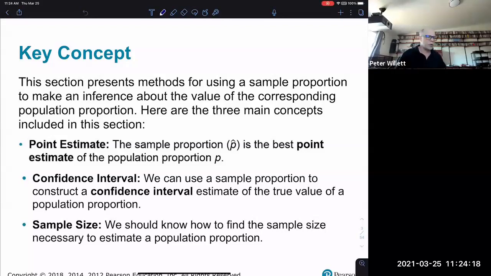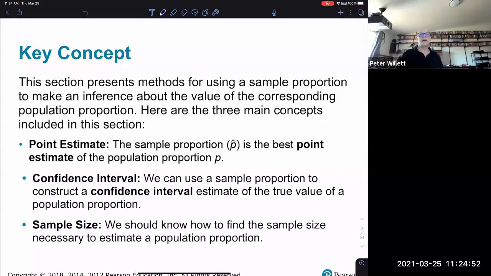Like, what's the likelihood that it's fairly close or not? So a much more sophisticated type of inference about the population is called a confidence interval. So a confidence interval, part 2 here, is where we can use a sample proportion to construct a confidence interval estimate of the true value of a population proportion. So what does that mean? Here's an example of a confidence interval so you can wrap your mind around it as soon as possible.